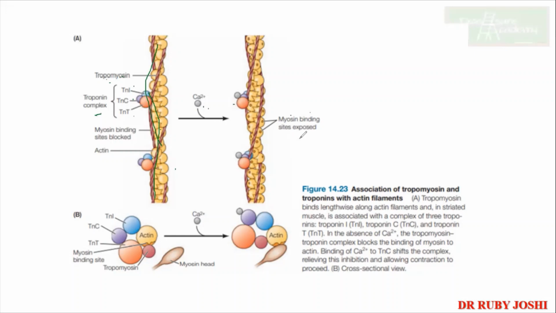Did you get it? See, another figure. So you have got this troponin complex, I, C, and T is there. And in the actin, this is a region where myosin binding site is there, which is blocked by the tropomyosin. Now, once calcium comes and binds to the troponin complex, what is happening? The tropomyosin is moved and the myosin site is exposed, to which the myosin head is going to bind.